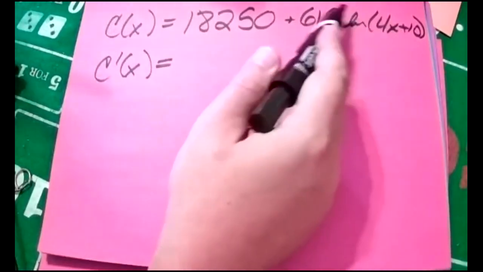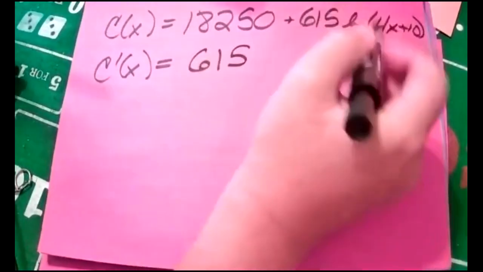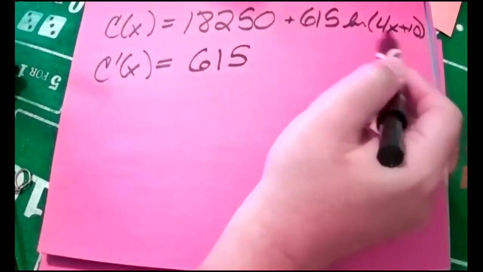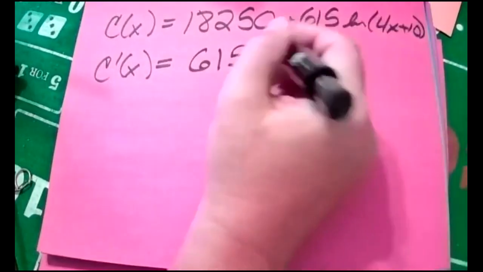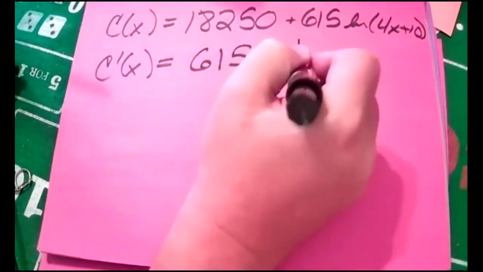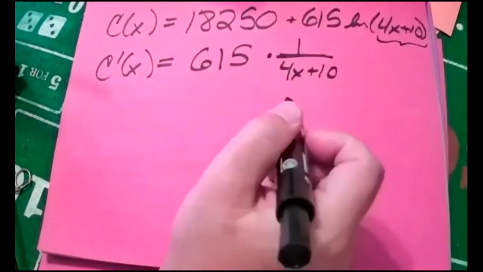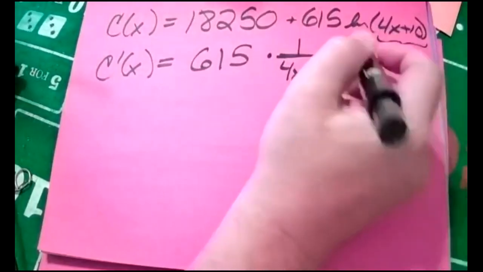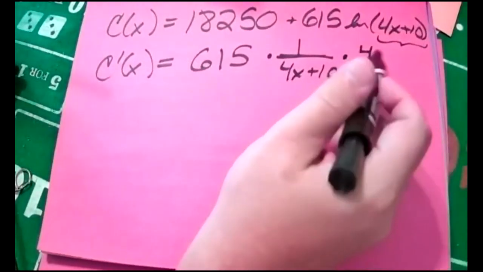The derivative of this will begin with the coefficient rule using the 615, and then I'll focus on trying to find the natural log of this, which is today's primary lesson. The natural log derivative was 1 over this quantity, so it would be times 1 over 4x plus 10. And then don't forget, because of the chain rule, times the derivative of what's inside. The derivative of 4x is 4, and the derivative of 10 is nothing. So this turns out being just times 4.